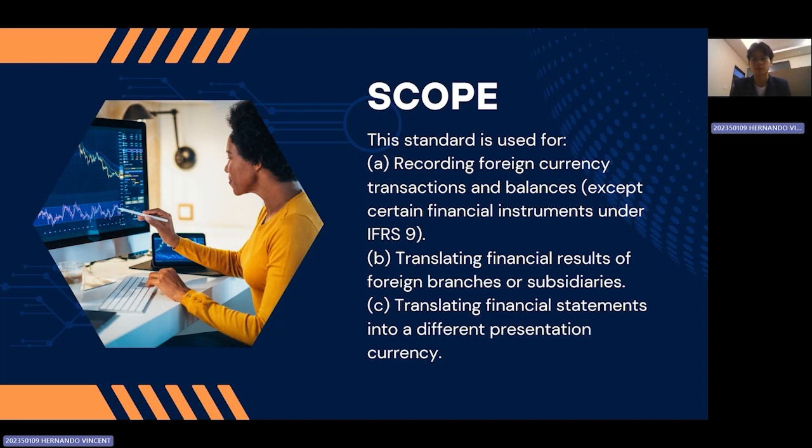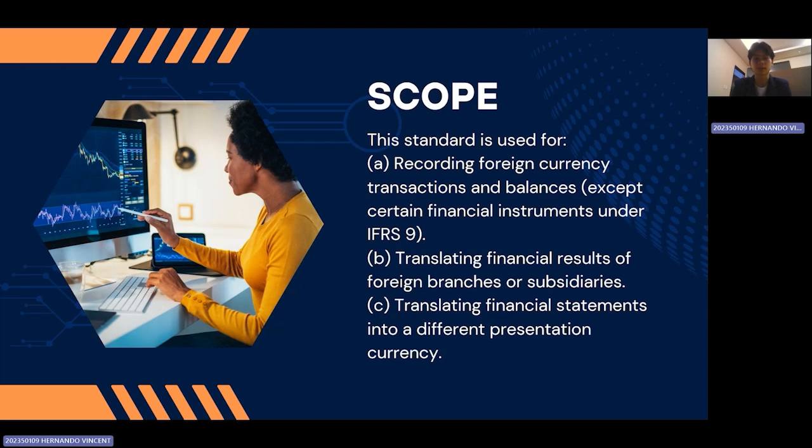This includes, for example, when a company purchases goods or services from a foreign supplier and needs to pay in another currency. However, this excludes some specific financial instruments that fall under the separate standard known as IFRS 9. Second, it applies to the translation of the financial results and financial position of foreign operations, such as subsidiaries, branches, or associates, into the currency used by the parent company.